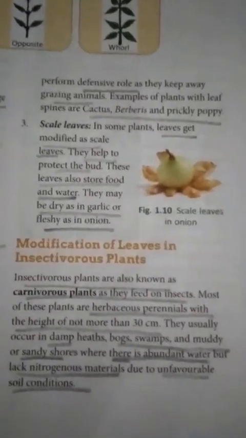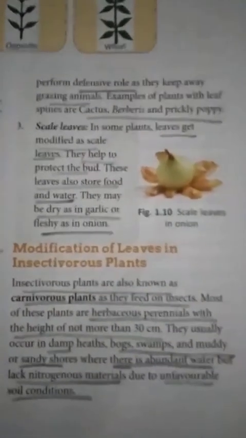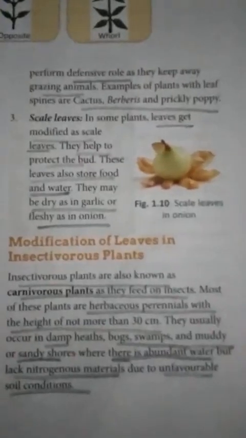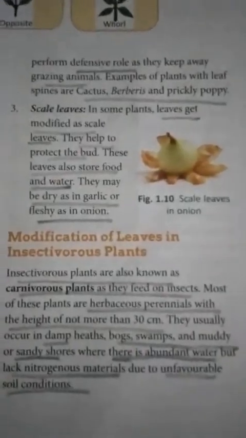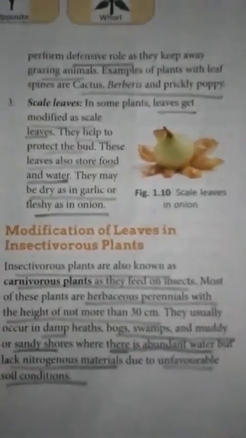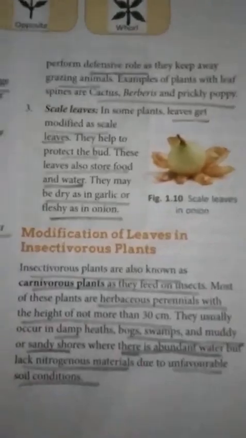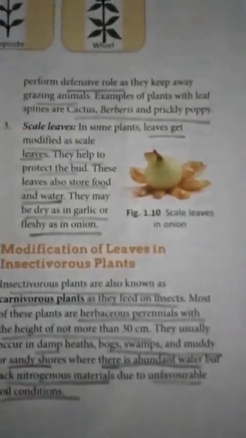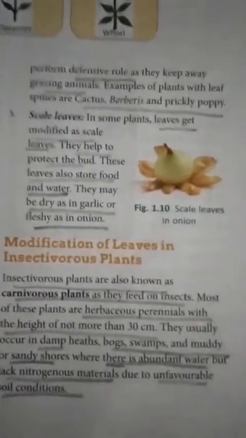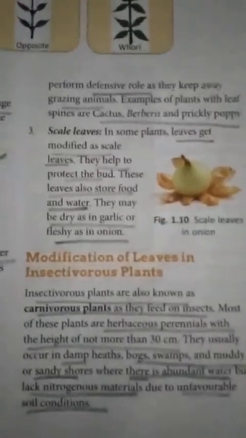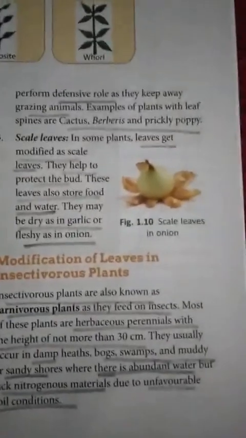Water will be present in a sufficient amount, but they can't get nitrogen material in a sufficient quantity. In order to make up for that nitrogen deficiency, they develop the habit of feeding on insects, because insects provide them the nitrogenous material that is required for their survival and growth.